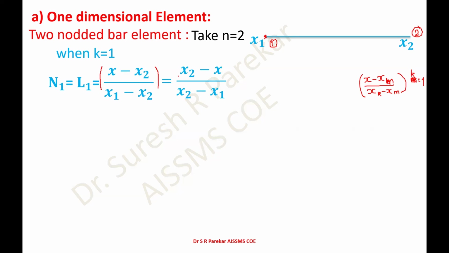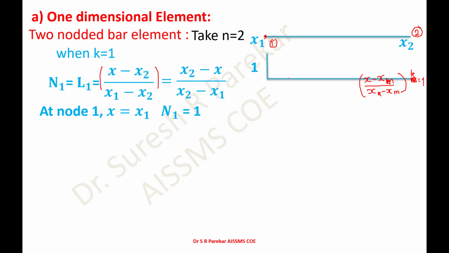So this will be N1. Then we will substitute at node 1, where we have x equal to x1. If we put x equal to x1, the value of N1 will be 1, because we get x2 minus x1 in the numerator and x2 minus x1 in the denominator. So the value of N1 is 1. Now we will plot it as 1.